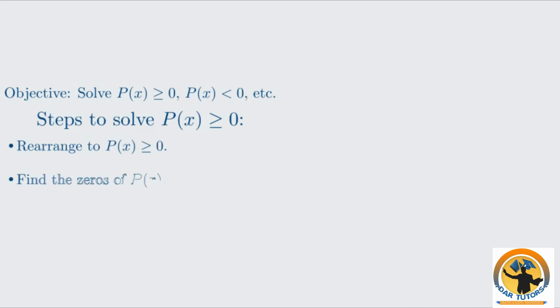Next, let's tackle polynomial inequalities. The process is very similar to solving polynomial equations. Our objective is to solve inequalities of the form p of x is greater than or equal to 0, or p of x is less than 0, and so on. The key steps are to first rearrange the inequality so that one side is 0, then find the zeros of the polynomial, and finally use a sign diagram to determine the intervals where the inequality holds.